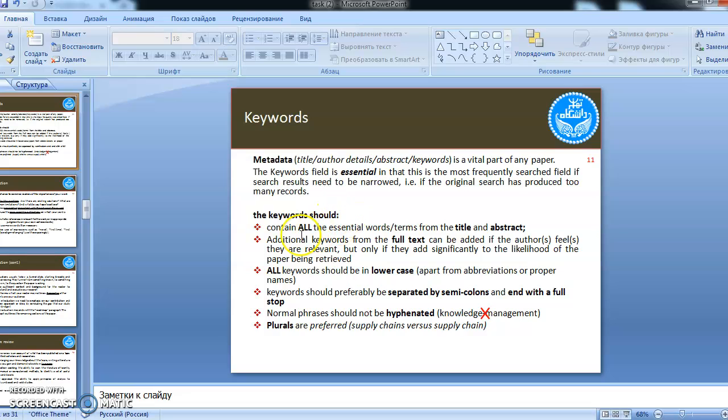The keywords should contain all the essential words and additional keywords from the full text, and all keywords should be in lowercase, and the keywords should preferably be separated by semicolons. Those are the punctuation rules. In the keywords, normal phrases should not be hyphenated. And lastly, plurals are preferred.